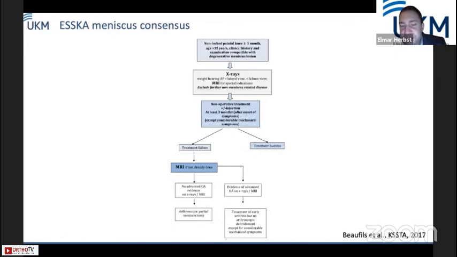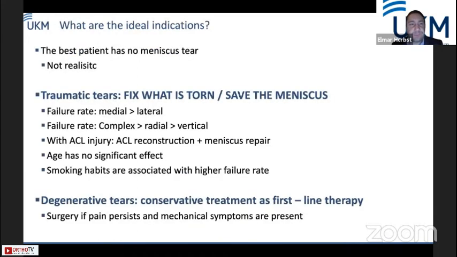However, whenever facing patients with meniscus injuries or meniscus symptoms, look at symptoms like locking and effusion. If the patient continues to suffer from locking periods, I would opt for early surgery. If they don't have any locking, I wouldn't opt for any surgery at all. So what's the ideal indication? The best patient has no meniscus tear, which is not realistic, as we know that half of us already have meniscus tears. So in early phases or traumatic cases, we need to save the meniscus, and we need to fix what is torn, regardless of the age, regardless of the degeneration status of the knee, at least if it's not an end stage osteoarthritis.